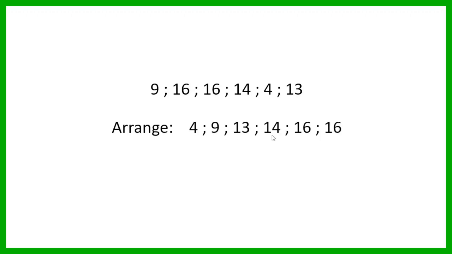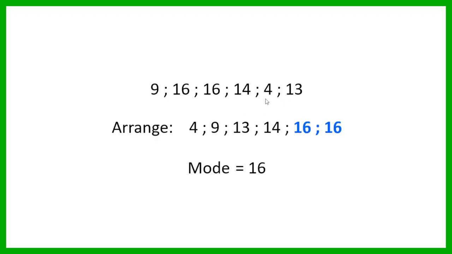4, 9, 13, 14, 16, 16. Here you can see easily that there are two 16s next to each other over there. So 16 has the highest frequency, so that is going to be our mode. So 16, there are two of them, so our mode is 16 for this example. Now let's have a look at another example over here. Now this is almost the same as the previous example. The values are the same, except for this 13 is now a 14.